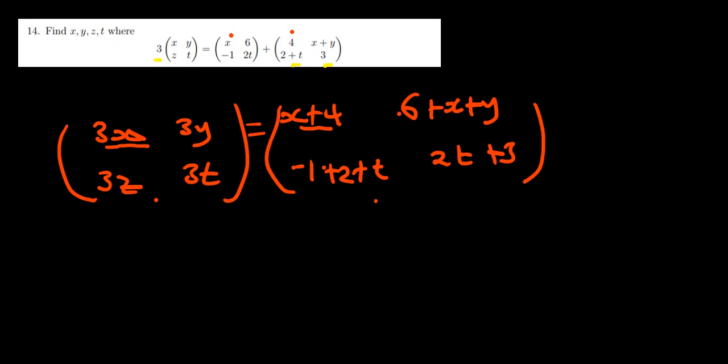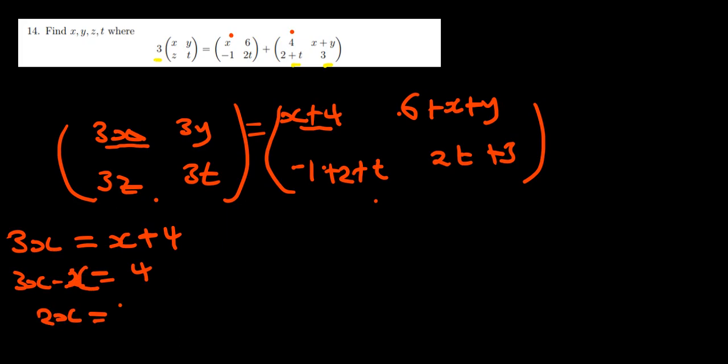So the first one is 3x equals x plus 4. So it will be 3x minus x equals 4. So this will be 2x equals 4. So it means my x is what, guys? It is 2. So we have found the value of x.